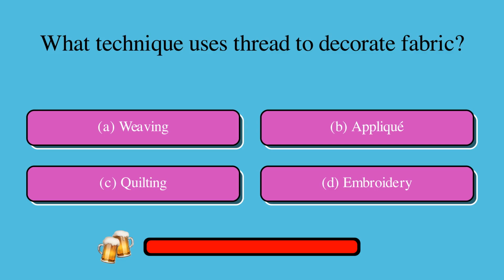What technique uses thread to decorate fabric? Is it A, weaving, B, applique, C, quilting, or D, embroidery? The correct answer is D, embroidery.